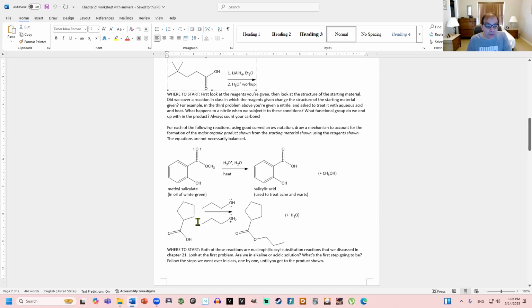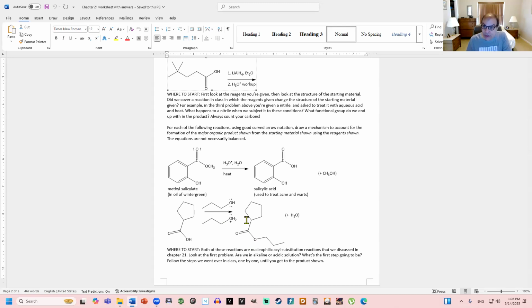And then in the next mechanism, we're going from this carboxylic acid to now a propyl ester, and we're given propanol and the conjugate acid of propanol. So this is nothing more than a Fischer esterification. So you've got acid hydrolysis of an ester followed by Fischer esterification. These reactions are essentially opposites of each other.